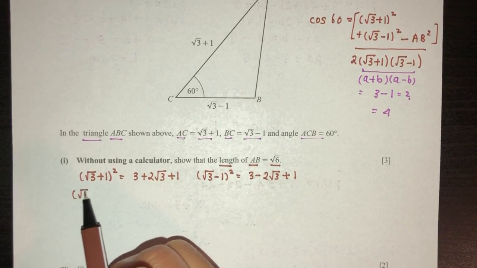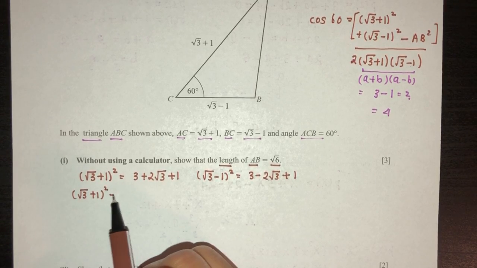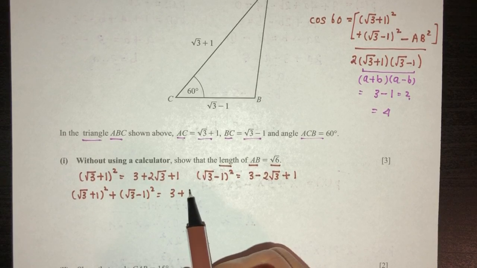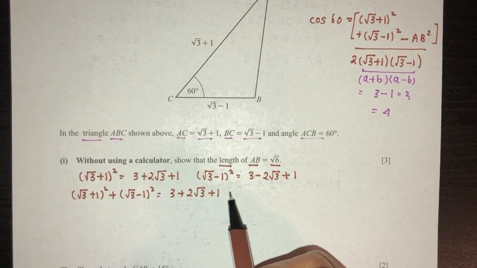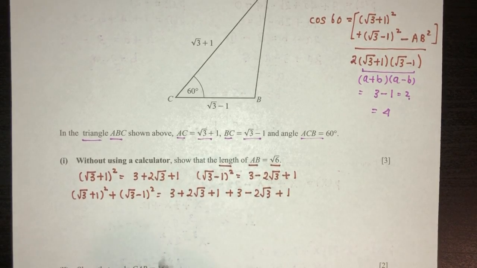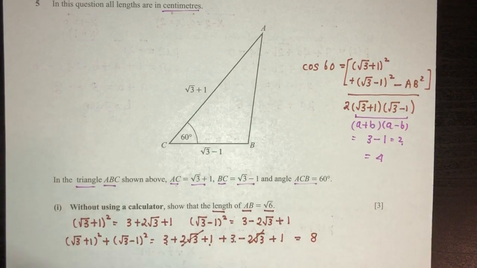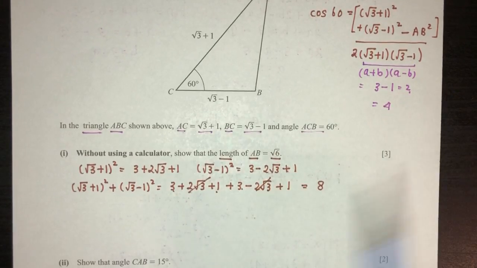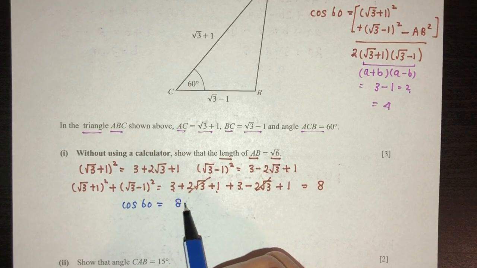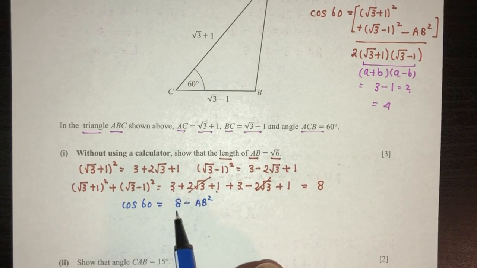So this root 3 plus 1 squared plus root 3 minus 1 squared. That will be 3 plus 2 root 3 plus 1 plus 3 minus 2 root 3 plus 1. So these two will be cancelled out, and the rest will be 3 plus 3 is 6, plus 1 plus 1. That will be 8. So if you simplify, now you will have cos of 60 is equal to 8 minus AB squared over 4.